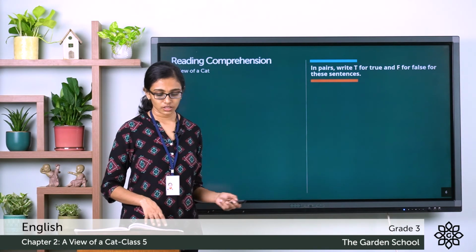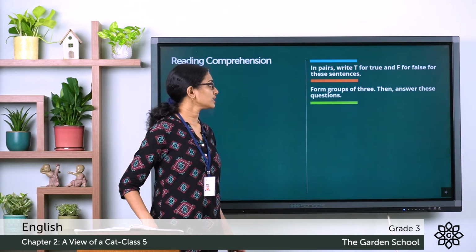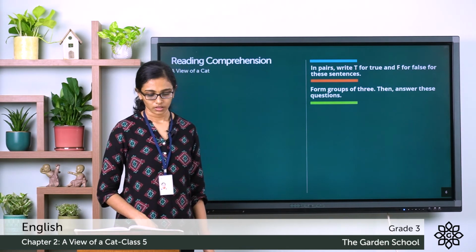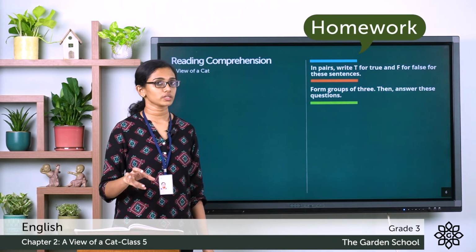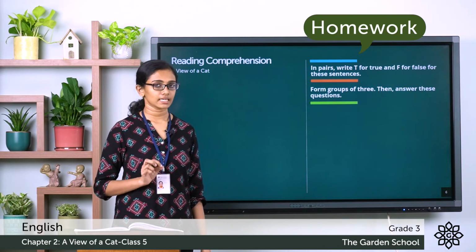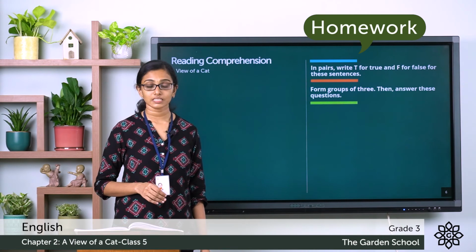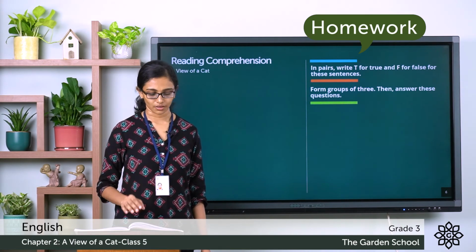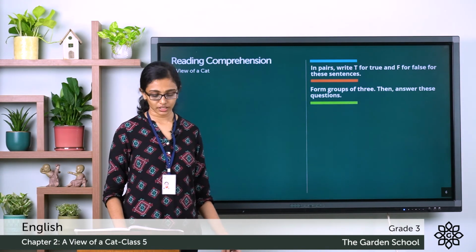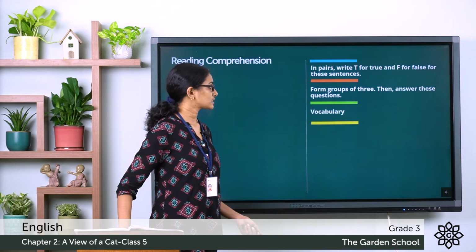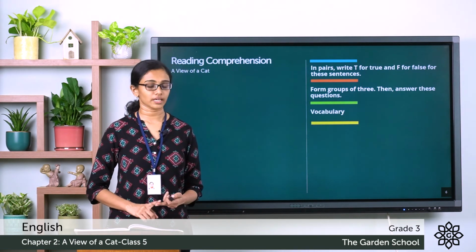Now the next question is to form groups of 3, then answer these questions. So you have to go through each of the questions given here, read them carefully, and based on your understanding of the poem, you have to answer these questions in your own words in your notebook. Now the next section is the vocabulary exercise, and here also there are 2 sections.